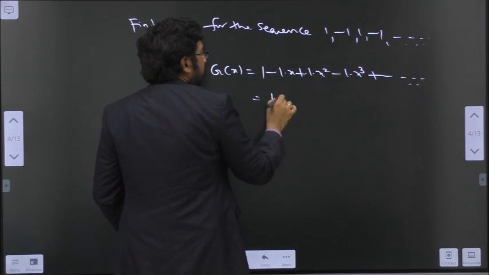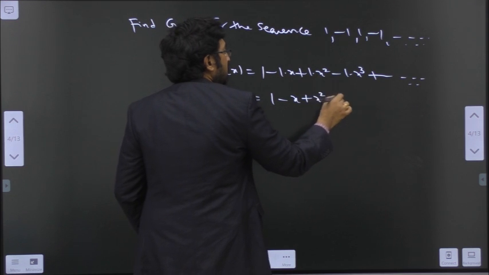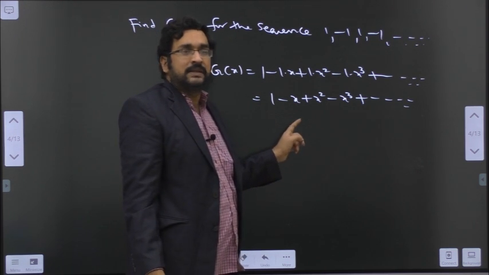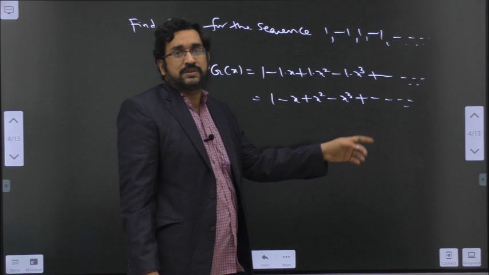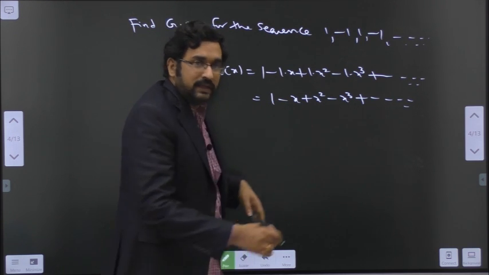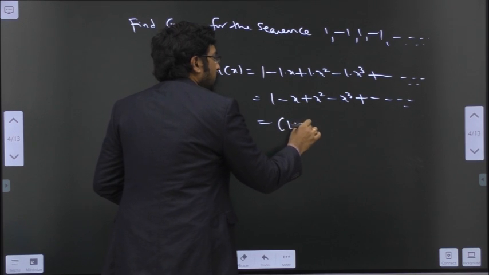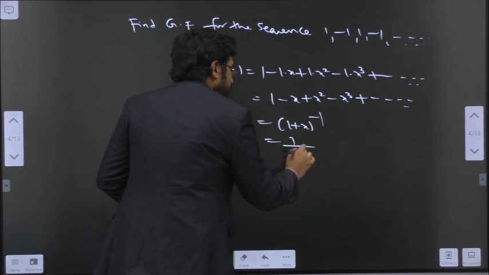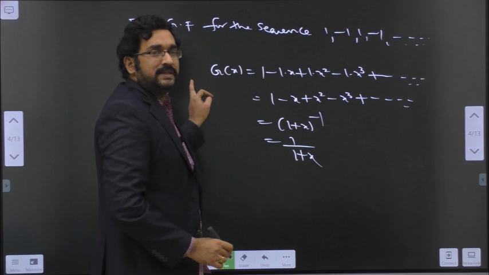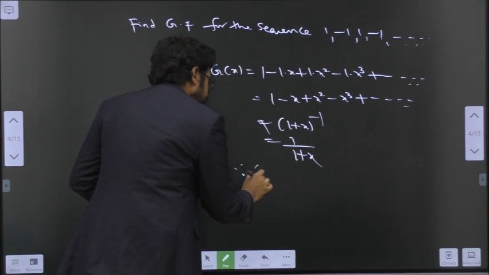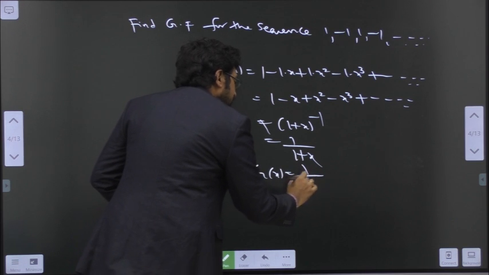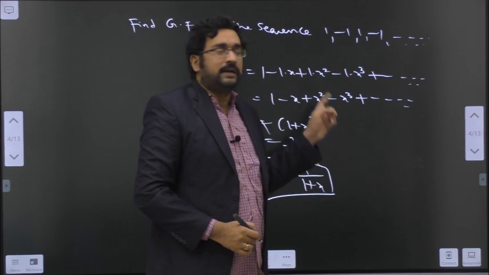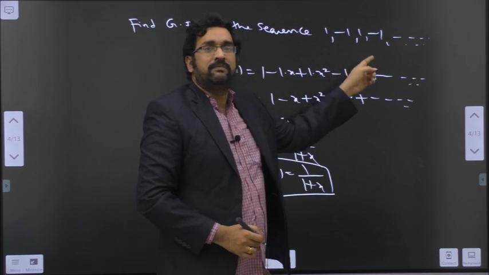So it can be written as 1 minus x plus x square minus x cube plus and so on. We know that this is equivalent to 1 plus x whole power minus 1, so it can be written as 1 by 1 plus x. Therefore g of x equals 1 by 1 plus x is the generating function for the given sequence 1, minus 1, 1, minus 1 and so on.